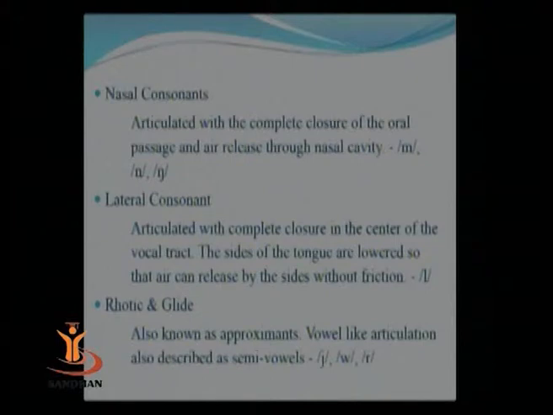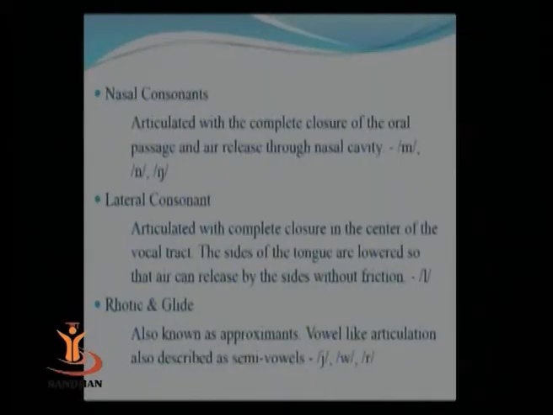Friends, there are three sounds in English consonants: ya, wa, and ra. Wa is produced with W, W-H-A-T, we say what. Ya, wa, ra. These three are vowel-like consonants. These three are also known as semi-vowels, and also as glottal sounds.